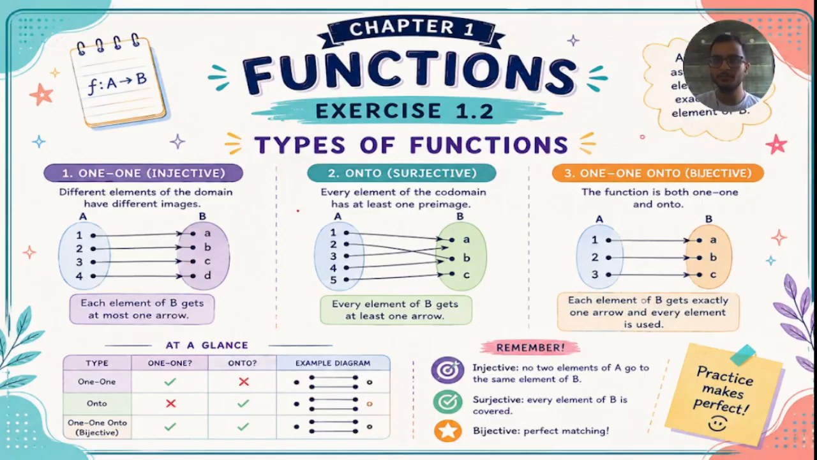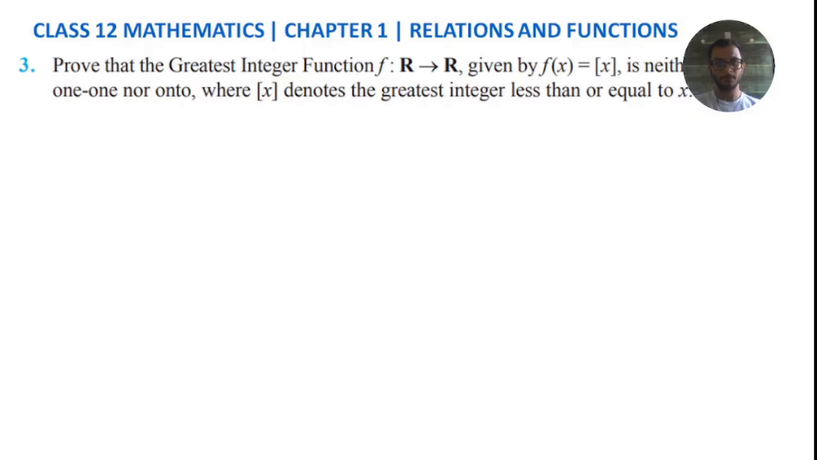So today we are going to do more questions from exercise 1.2. We are again going to do similar topics questions like one-one and onto. And you can expect some questions related to one-one and onto in your exams in 3 to 5 marks. So let's start without wasting much time.